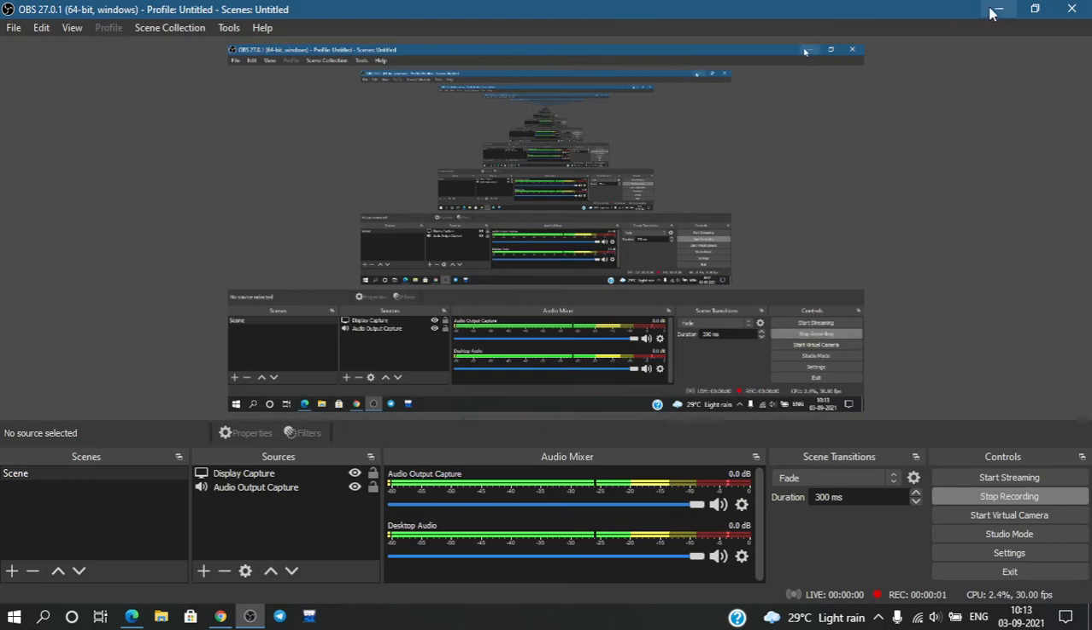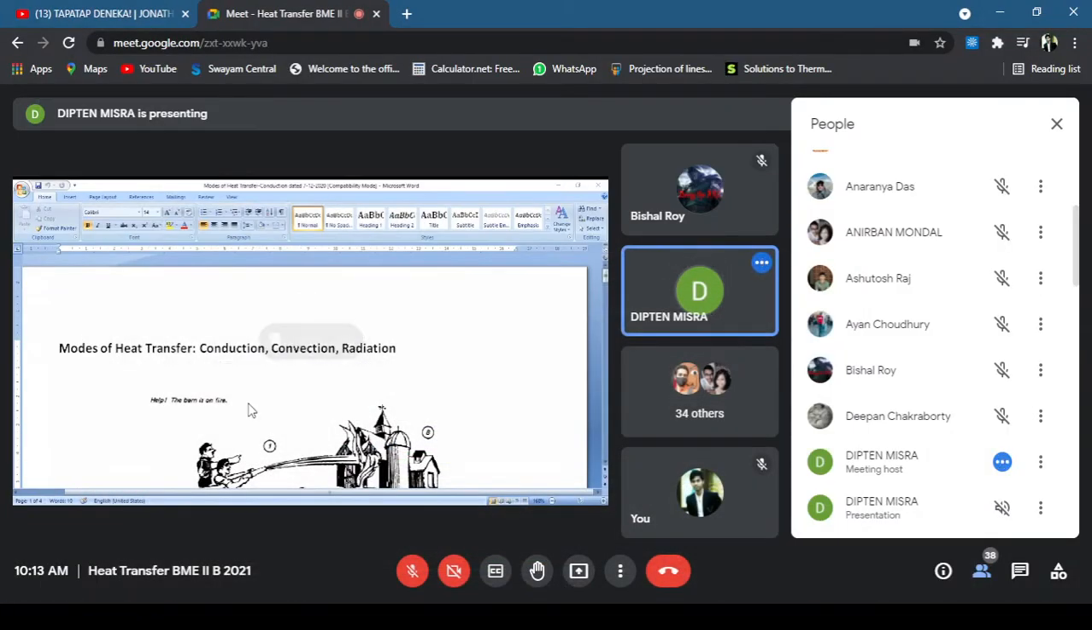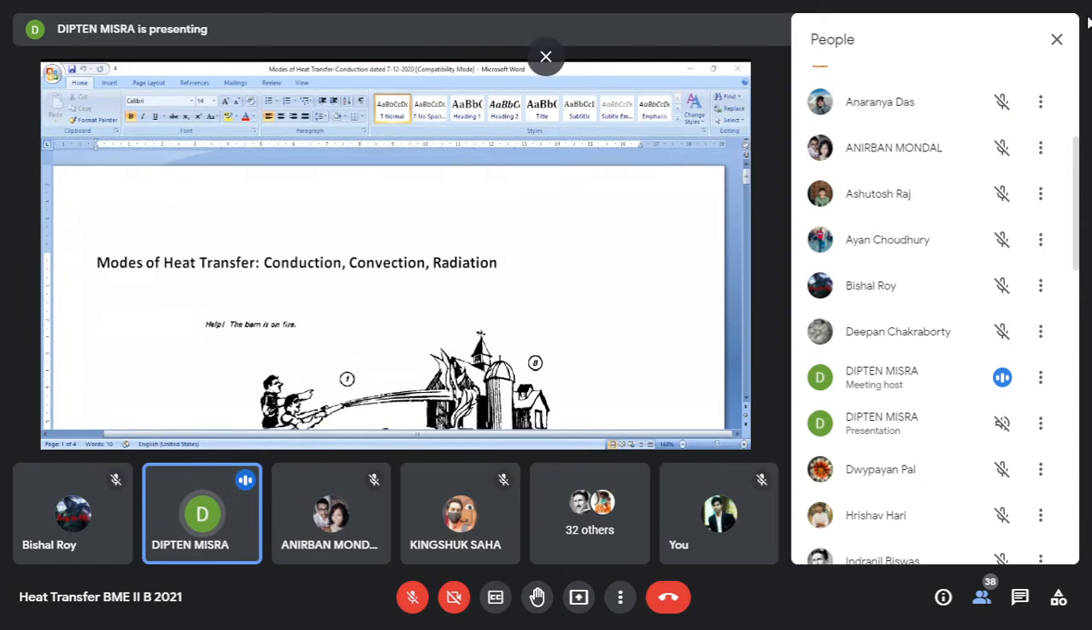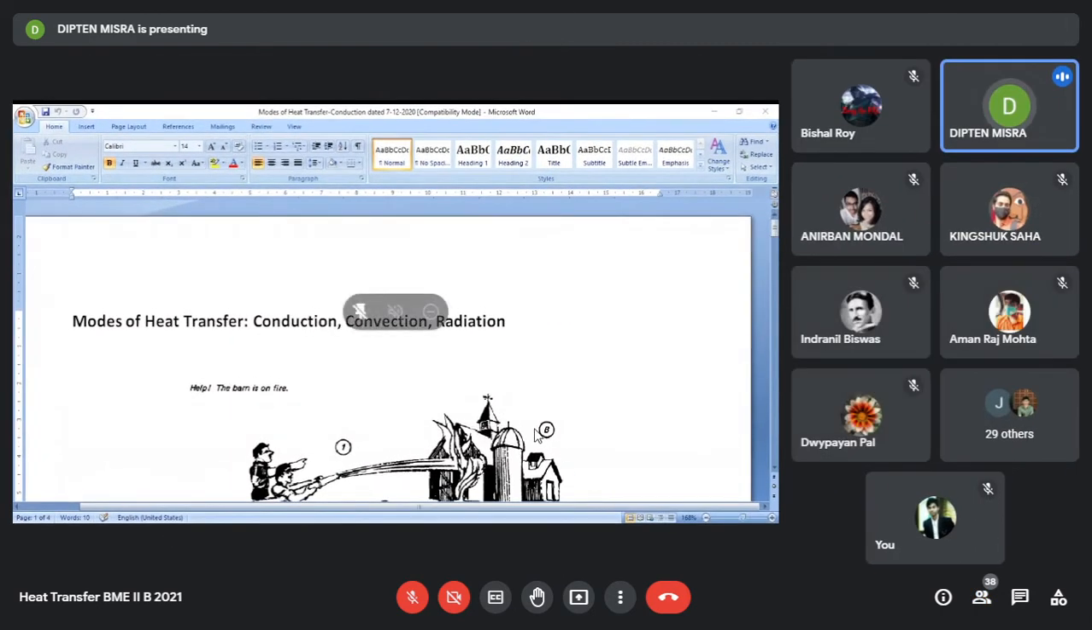In my system, maybe because of that, things are becoming very slow. I have restarted this. Let me see how it works. Now, I will continue. I shall continue from where I left off in the last class.